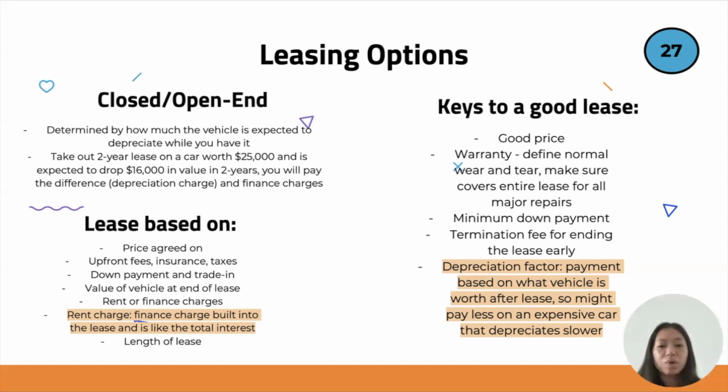Keys to a good lease include good price, warranty that defines normal wear and tear and covers the entire lease for all major repairs, a low down payment, a termination fee for ending the lease early, and the depreciation factor, which is the payment based on what the vehicle is worth after the lease. So you might pay less on an expensive car that depreciates slower.